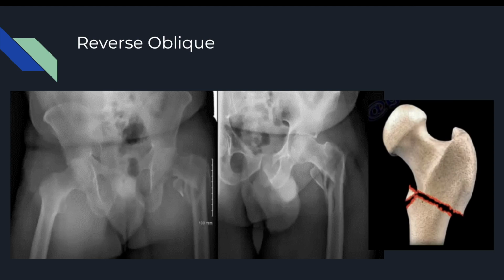Yep, and it's named reverse obliquity or reverse oblique. If you know what the normal looks like, as far as a stable fracture with the line extending from the greater troch to the lesser troch, the reverse is like an X to that, almost perpendicular.